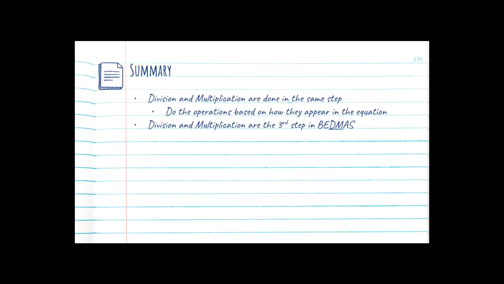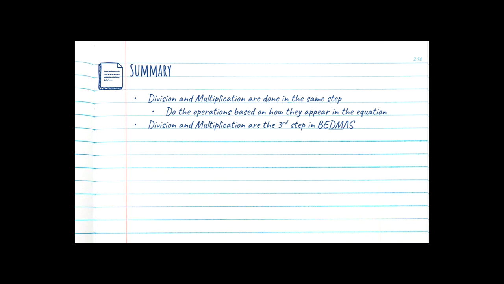So, as a summary, to make sure we're all on the same page, division and multiplication are the third step. You're going to go through your equation and look, are there any brackets? If there are any brackets, you're going to go ahead and solve them first, continuing to look to see if there are any inner children within that bracket. Once the brackets are solved, then you're going to go out and do your exponents. And then once the exponents are done, then you're looking at your division and multiplication.